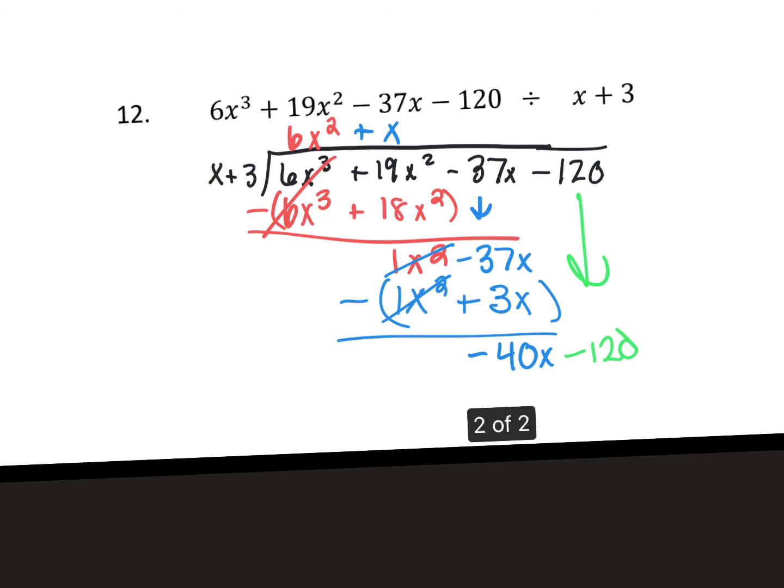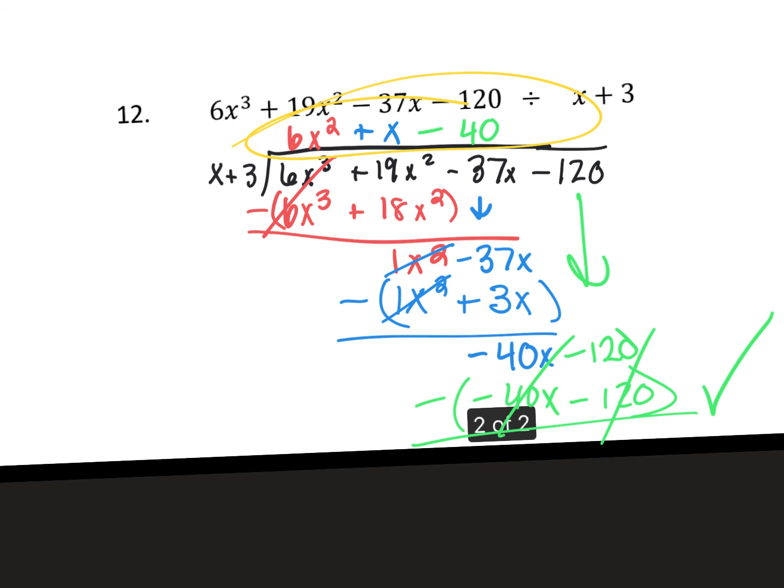We're now dividing our blue negative 40x by x up here. So that is just minus 40. And then negative 40 times x is negative 40x. Negative 40 times 3 is negative 120. So when you subtract those, they cancel out and you are done, making your final answer 6x squared plus x minus 40.